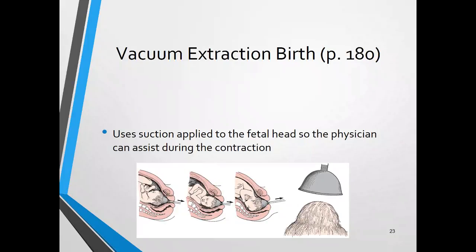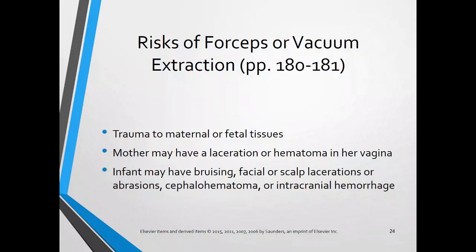But this can lead to quite a bit of coning of the head, and a cephalohematoma can occur as well. So risks are going to be trauma to the mother or fetus. Mom may have lacerations or hematoma, and then the infant may have bruising, facial or scalp lacerations or abrasions, and that cephalohematoma. Also, an intracranial hemorrhage can occur as well.